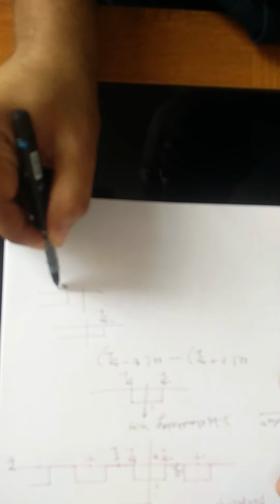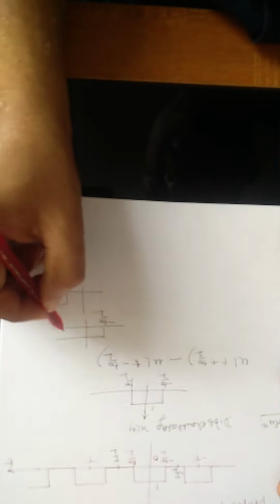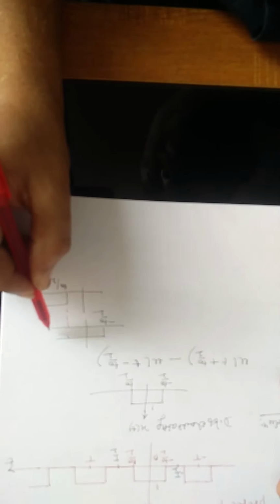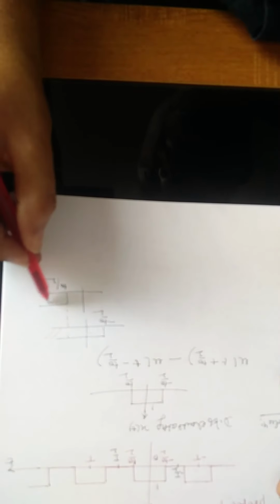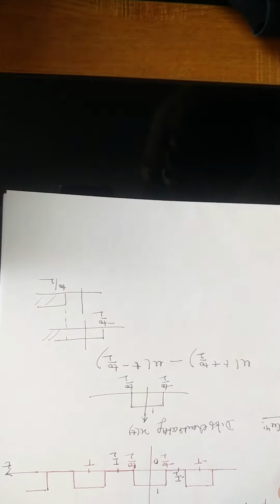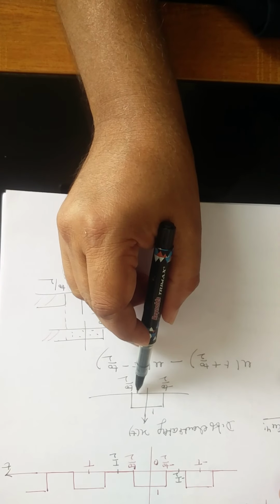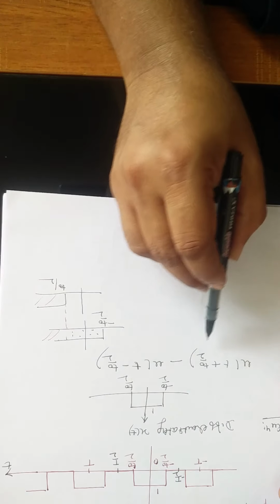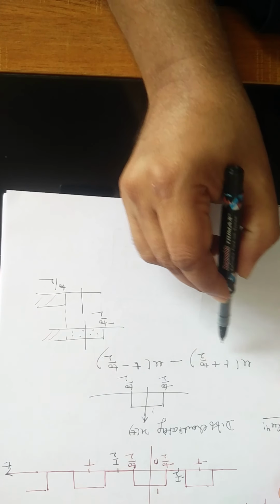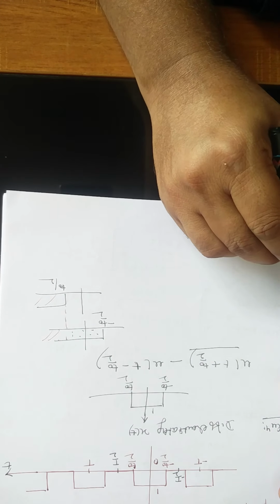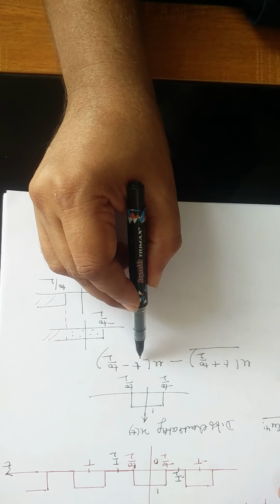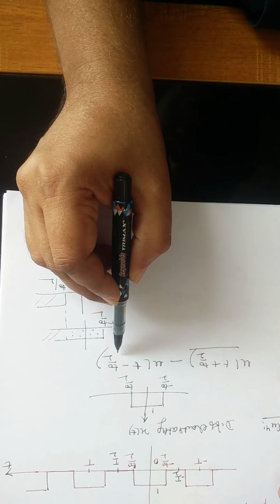That is, this is t naught by 2, and this is subtracted from this. This part will go off, this part and this part will go off. Only this part remains, that is this rectangular pulse. Now, differentiation of this, u of t plus t naught by 2 and differentiation of u of t minus t naught by 2.